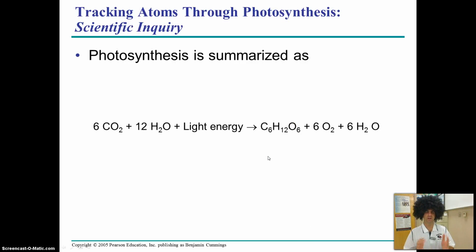Now the overall equation for photosynthesis is shown there on the screen, and it should look very similar to what you saw in respiration, with one little minor modification. If this was respiration, this is photosynthesis. I hope I didn't just blow your mind there.